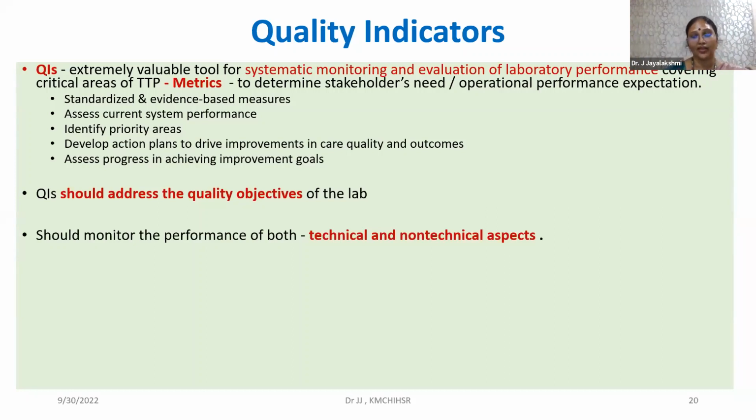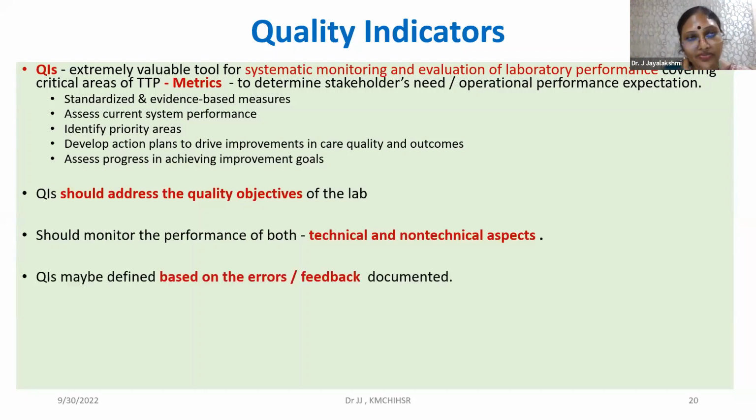We'll see that in a while. Okay. The quality indicators may be defined based on the errors that we have. My lab has more of this particular error. Mislabeled samples are more like that. So then I choose that as a quality indicator and start to capture them and start working on them, start root cause analysis, corrective and preventive action to ensure that this doesn't happen again. So I have some kind of an intervention in place once it's done.